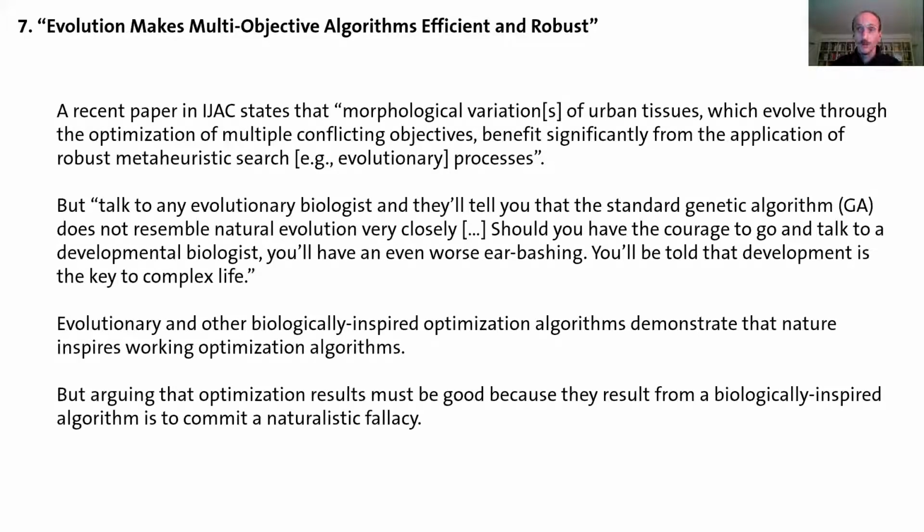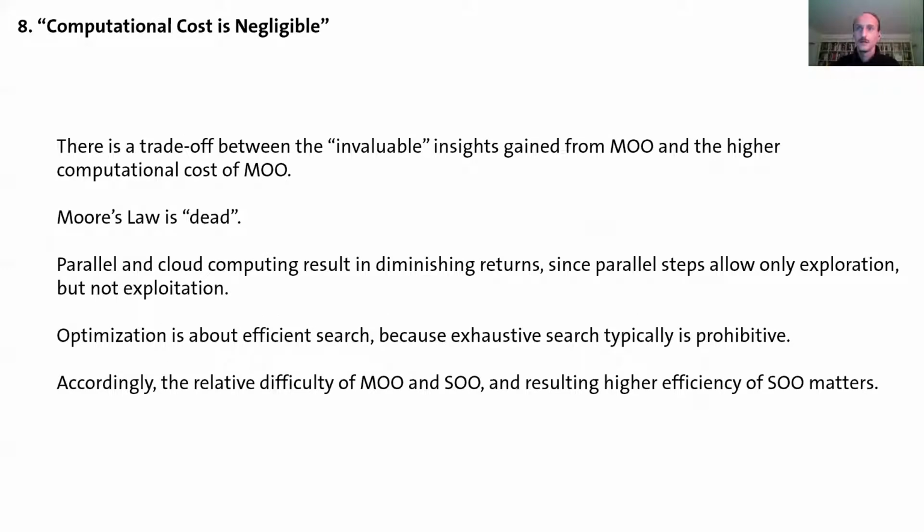And we would need more empirical evidence to actually be sure that this is correct, but I've already shown you some empirical example where this is not true. Then finally, one can sometimes read an idea that computational cost is negligible. Multi-objective optimization is more difficult, therefore there's a higher cost associated with it, which is an argument against it. And then we have to balance this cost against the insights we can get from the Pareto front.